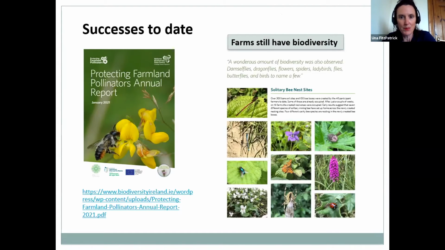Other successes, I suppose, really good news is that the farms do still have biodiversity, which is positive. And actually to take part in the project, farmers have to create bare soil nesting areas for solitary bees. And almost half of all those areas that were created were occupied within a few weeks when we checked that out.